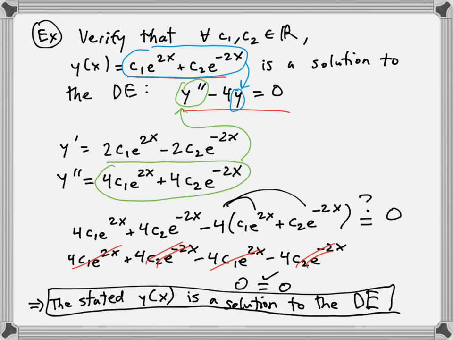Okay. So it shouldn't be too difficult to check whether something is a solution or not. Now the same thing works implicitly, so let me do another example.